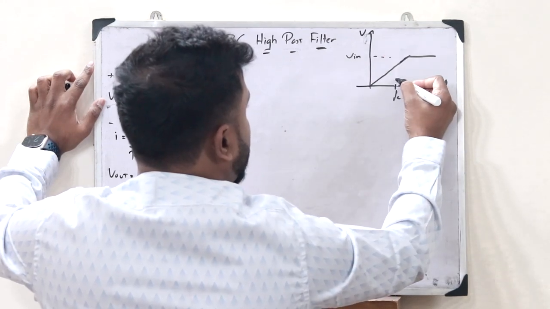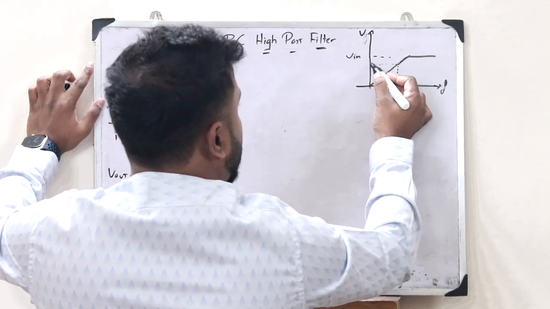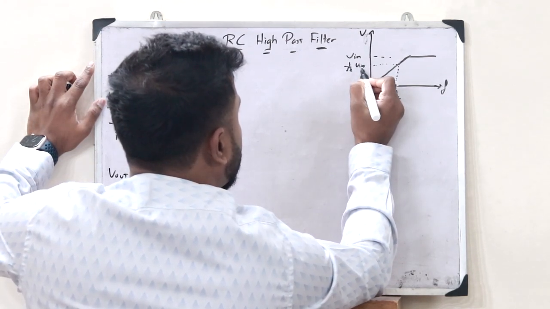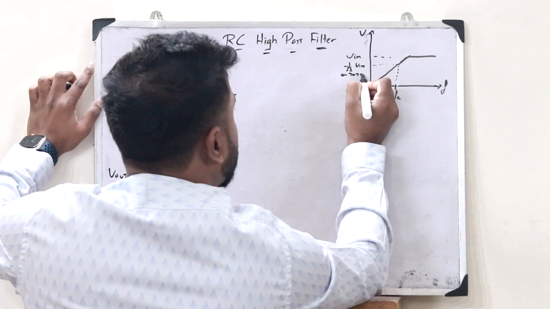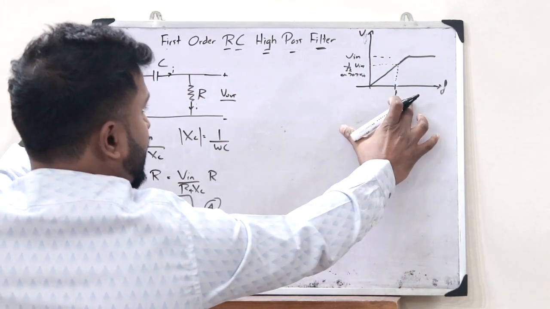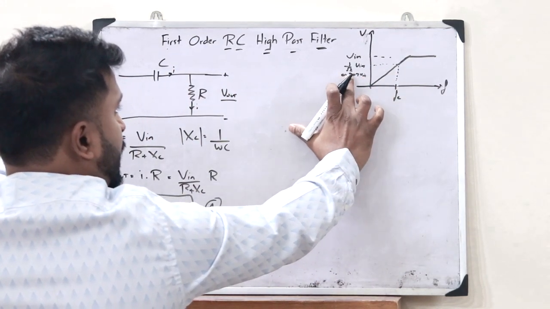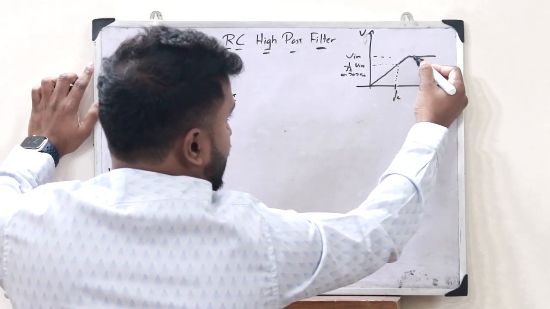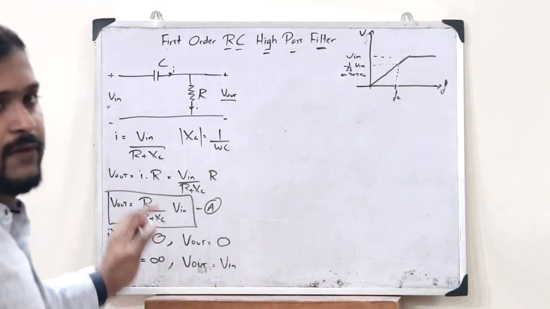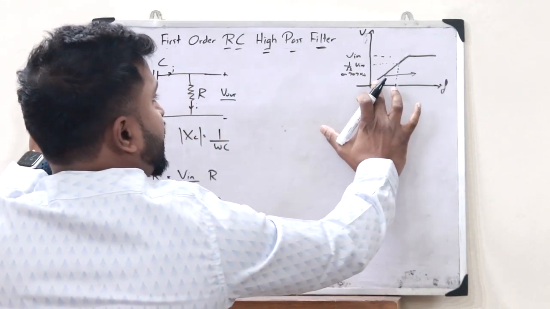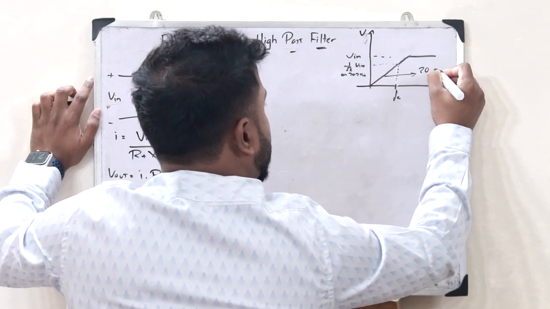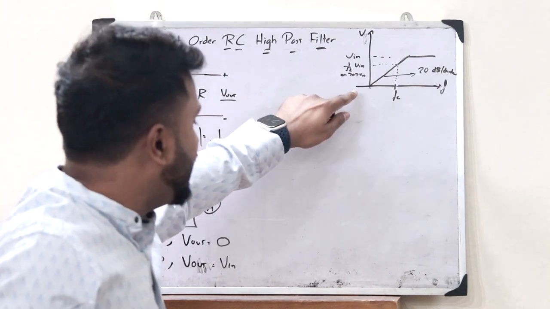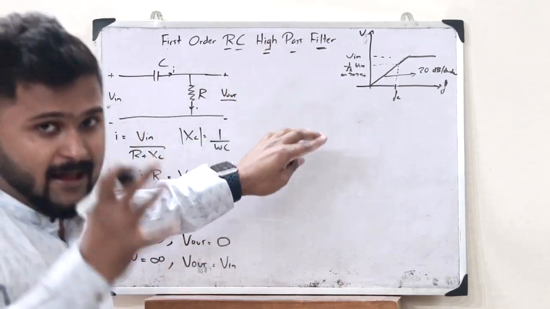And here, at the cutoff frequency, the value of the output would become 1 by root 2 times this Vn, or 0.70 times this Vn. That is, at the cutoff frequency, we get the output as 1 by root 2 times the Vn. And then it gradually increases towards the input voltage Vn. So here, this increases at the rate of 20 decibels per decade. Stay with me. This simply is the frequency response of an actual high-pass filter.